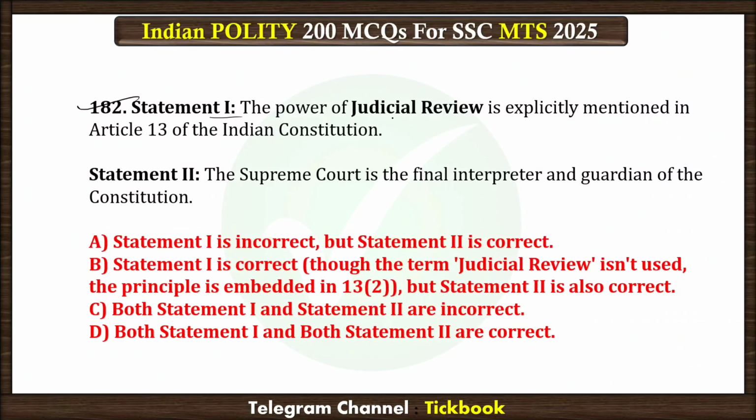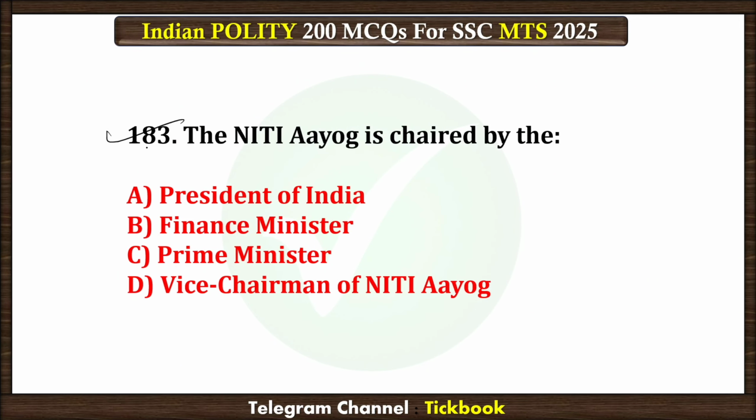182. Statement 1. The power of judicial review is explicitly mentioned in Article 13 of the Indian Constitution. Statement 2. The Supreme Court is the final interpreter and guardian of the Constitution. Option B, statement 1 is correct. Though the term judicial review is not used, the principle is embedded in Article 13(2), but statement 2 is also correct. 183. The Niti Aayog is chaired by the, option C, Prime Minister.